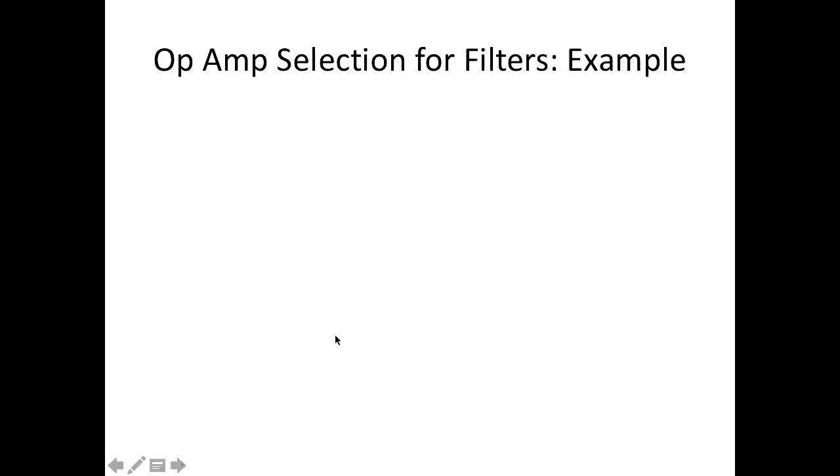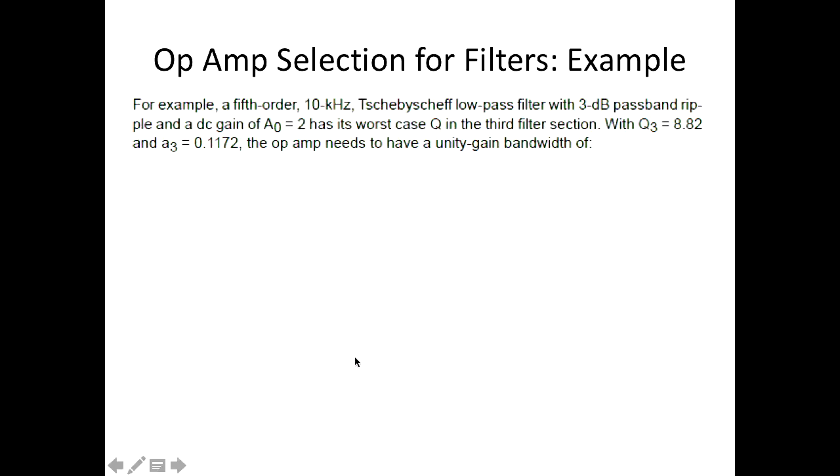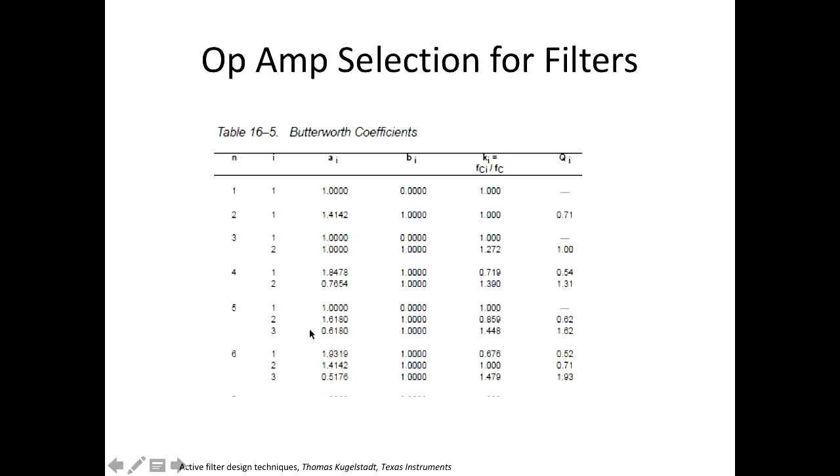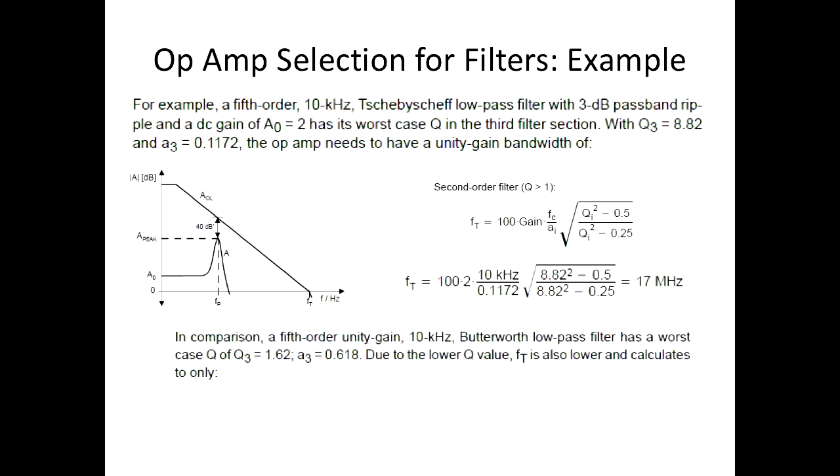See, Q3 is 1.62 and A3 is 0.618. For the Chebyshev filter, this Q3 is around 8 point something. So that is the reason you can go for a Butterworth filter, and then your FT will become only 1.5 megahertz. For the same specification, when you are using a different filter design, the unity gain bandwidth will be less whenever you have this Q factor issue.